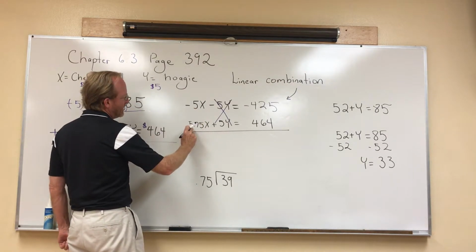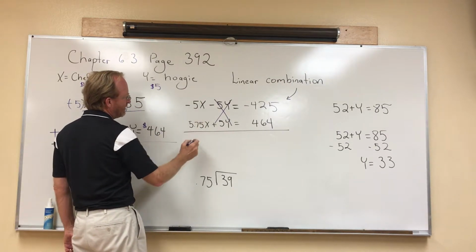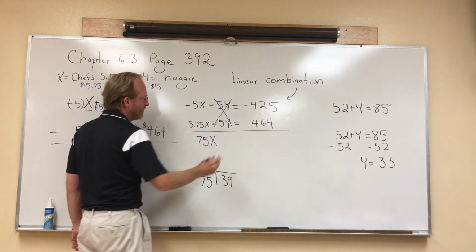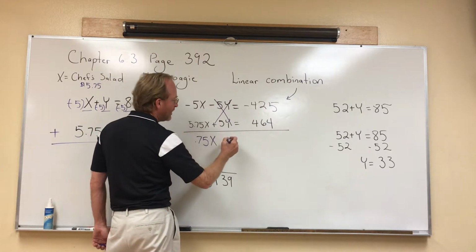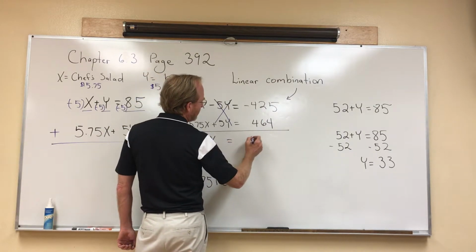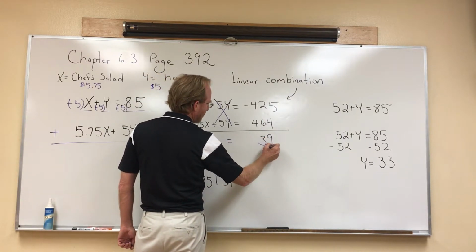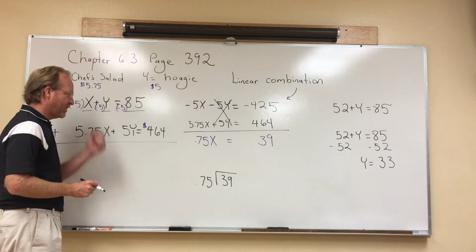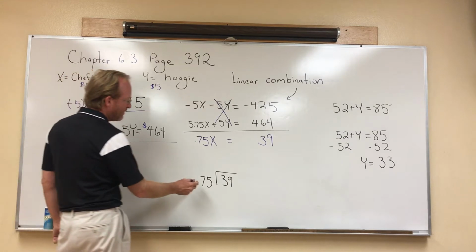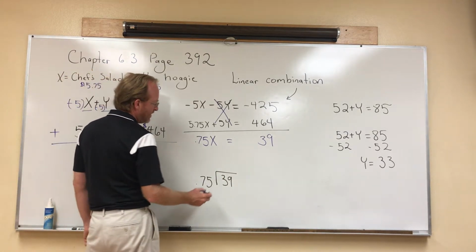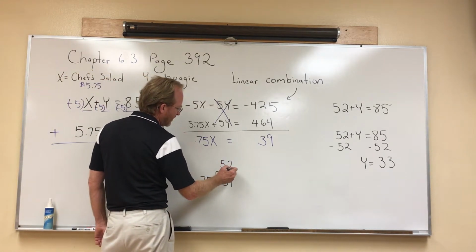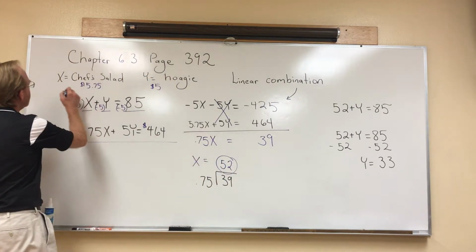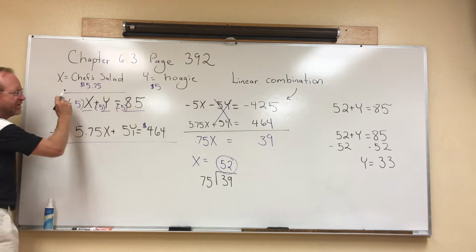Here, I'm basically taking 5.75 and subtracting 5x, which is going to leave me 0.75x. The y terms got wiped out, which is what we want. And here, I'm going to wind up with 39. So what that tells me is 0.75x is equal to 39. If I take 0.75 and divide it into 39, you come up with 52. So what that means is that she sold 52 chef salads.